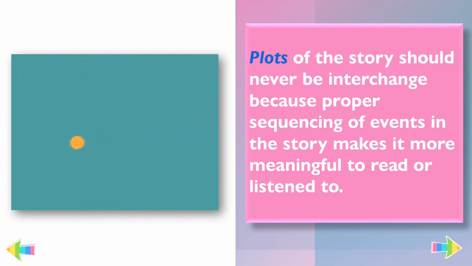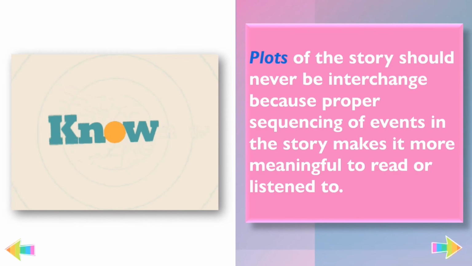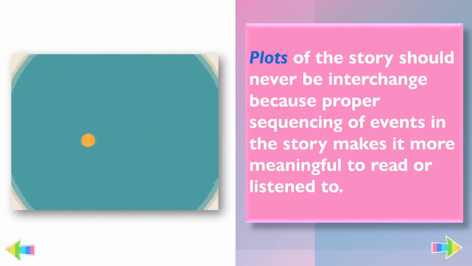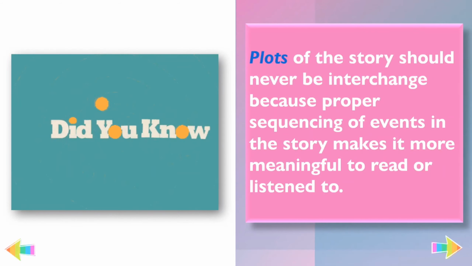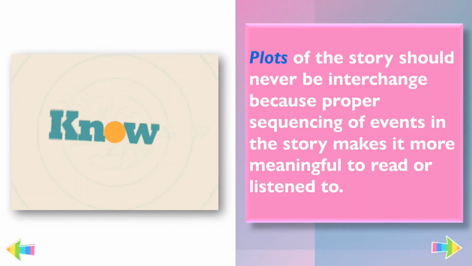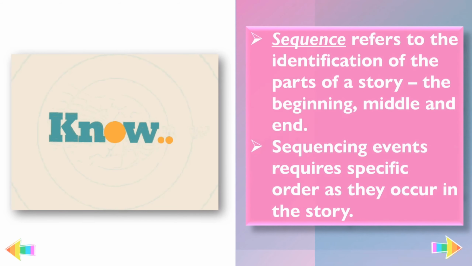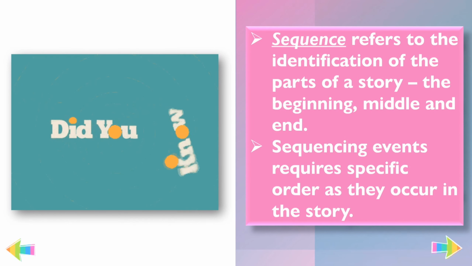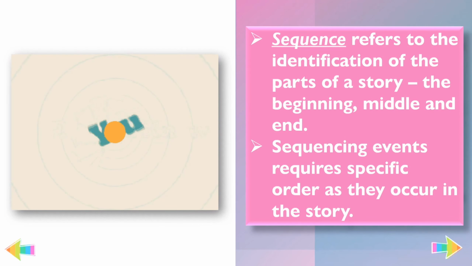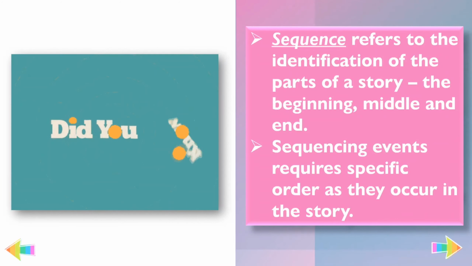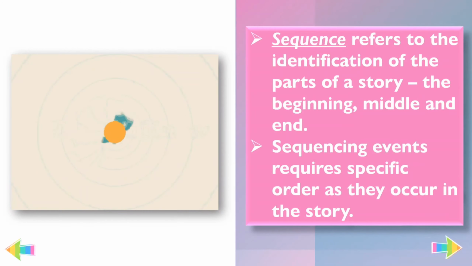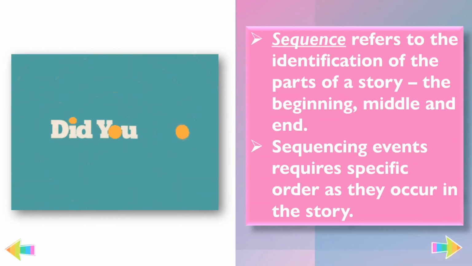Plots of the story should never be interchanged because proper sequencing of events in the story makes it more meaningful to read or listen to. Sequence refers to the identification of the parts of a story, the beginning, middle, and end. Sequencing events requires specific orders as they occur in the story.